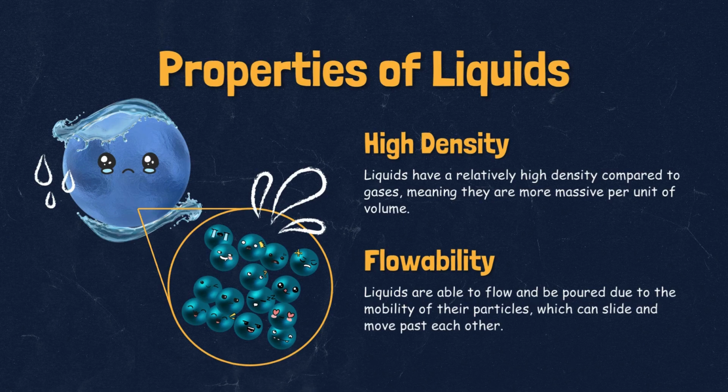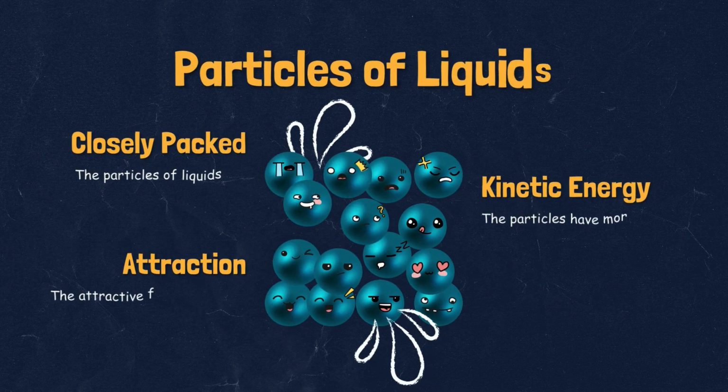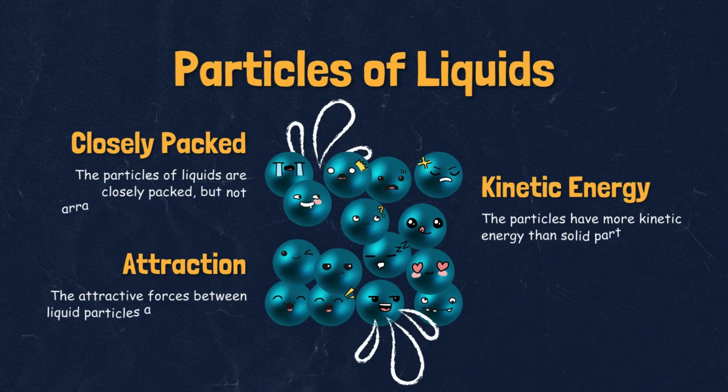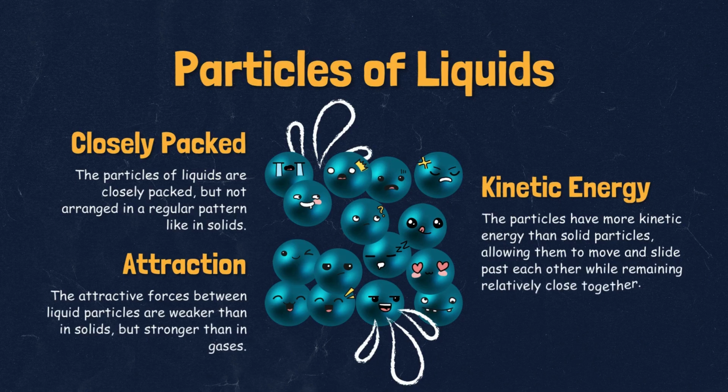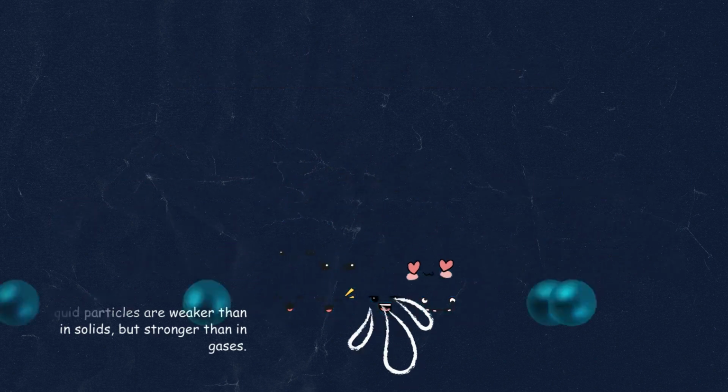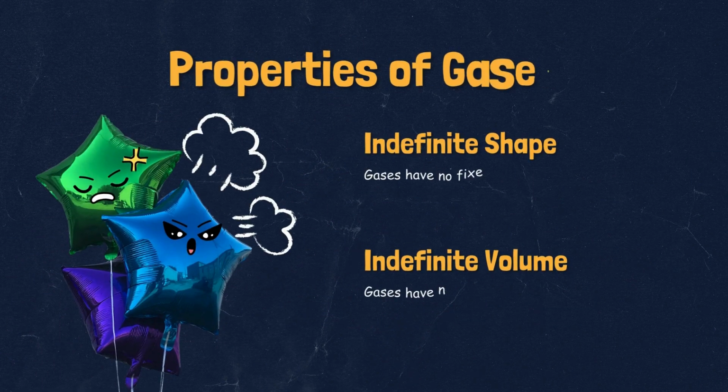Flowability. Liquids are able to flow and be poured due to the mobility of their particles, which can slide and move past each other. Closely packed. The particles of liquids are closely packed, but not arranged in a regular pattern like in solids. Attraction. The attractive forces between liquid particles are weaker than in solids, but stronger than in gases. Kinetic energy. The particles have more kinetic energy than solid particles, allowing them to move and slide past each other while remaining relatively close together.